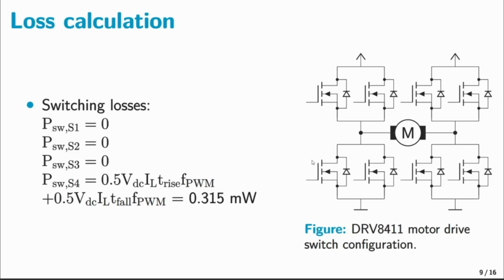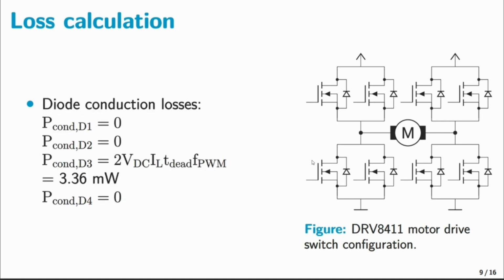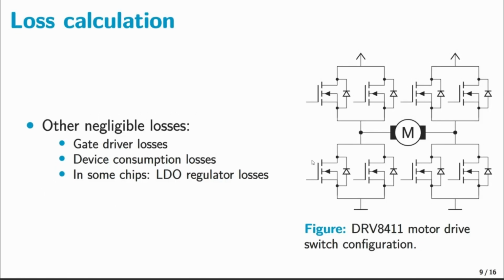As seen in the previous slides, for this particular case, the switching losses occur only in switch S4. These are calculated as shown in this slide. Similar to the previous case, the diode conduction losses occur only in the diode of switch S3. Hence, these are shown in this slide. Other than the main losses calculated above, there are also some negligible losses that occur in the motor drive. These are the gate driver losses, device standby consumption losses, LDO regulator losses, and so on.